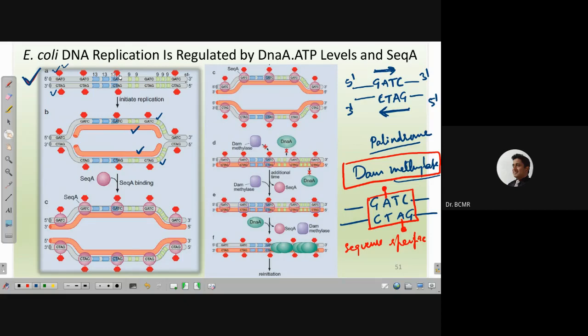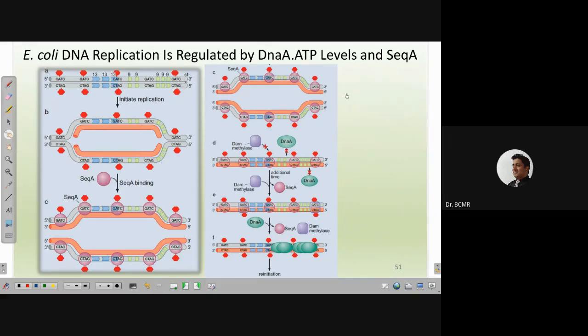The old one already has the methylation here like this. So that strand will contain all the methyl groups, whereas the newly synthesized strand is not having any methylation. The same is the case here also. New strands do not have any methylation yet. Okay, that is called hemimethylation. The term for that is hemimethylation.